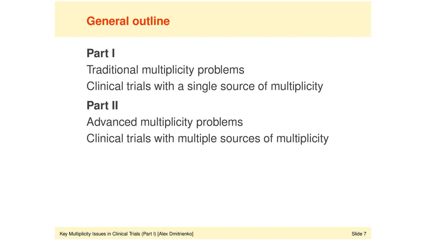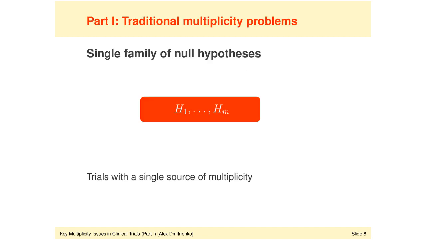And by contrast, when we look at part 2, this follow-up course will deal with advanced multiplicity problems. I will talk about those problems in clinical trials. And another way to put it, part 2 discusses clinical trials with multiple sources of multiplicity. That's a much more advanced set of issues.